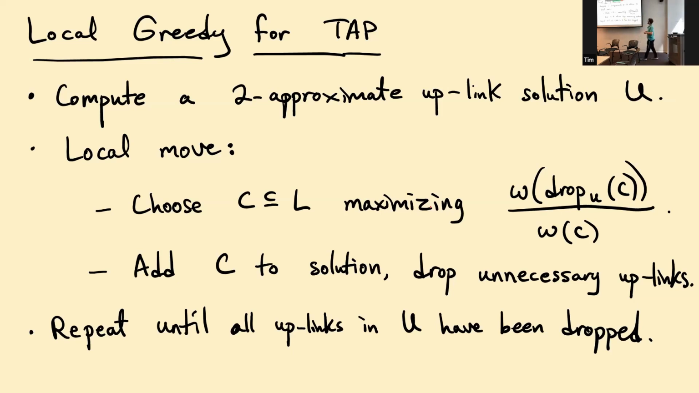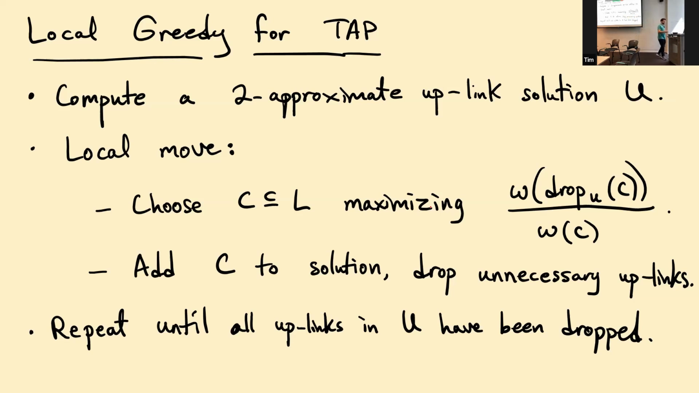We'll choose a subset of links which maximizes the weight of uplinks that I'm allowed to drop by adding in those links over the cost it incurs to add in those links. Okay, so I want to reduce the cost as much as possible in my drop after I add in those links, but I don't want to pay that much. Once I've picked the best such subset, I'll add it to my solution and drop the uplinks that are no longer necessary. And then you just keep doing this until there's no local move that improves things, another way of saying that is there's no uplinks left.